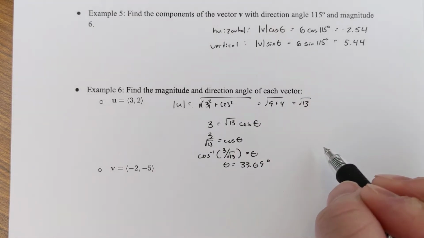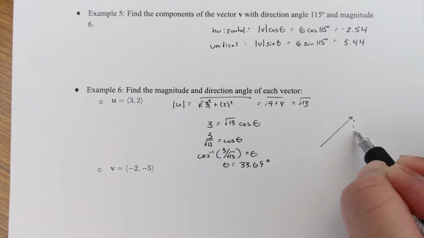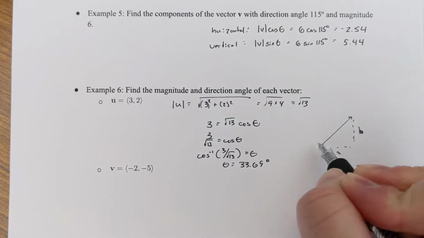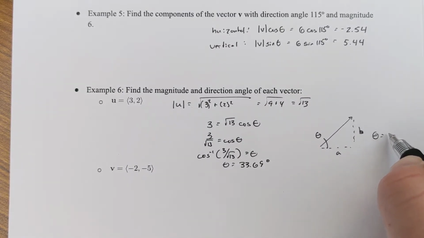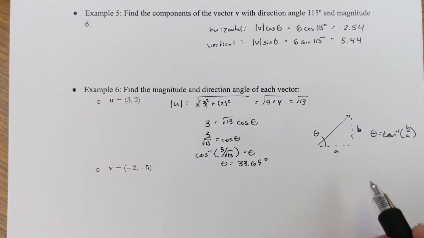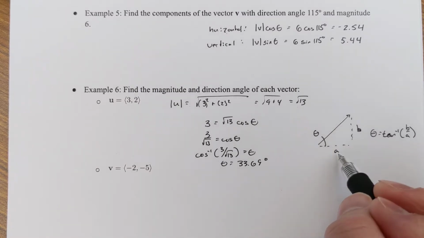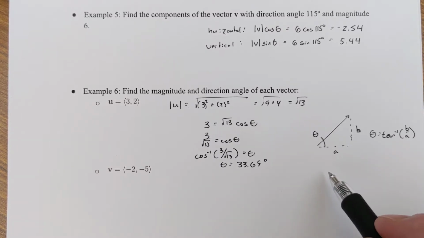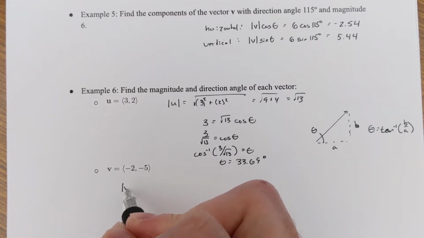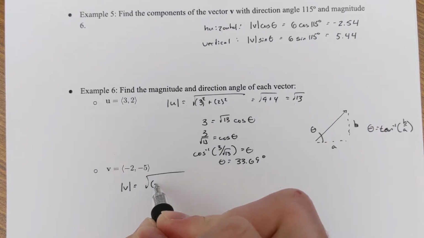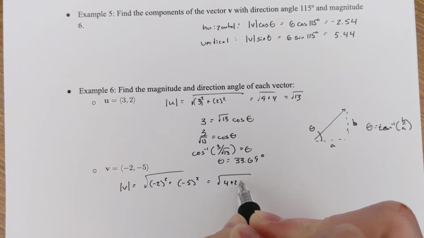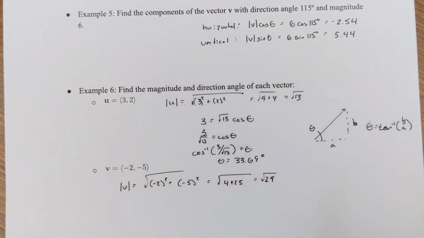So the other way to think about it, if you think about what the vector does, this is A, this is B, there's my angle. Theta is equal to the inverse tangent of B over A. Because if we set this up, tangent theta is B over A, so it's solved. Now, there are some cases in which you need to do some trick to it, which is probably going to show up down here. All right, so the magnitude of v is equal to the square root of negative 2 squared plus negative 5 squared. So that's root 4 plus 25, which is root 29.